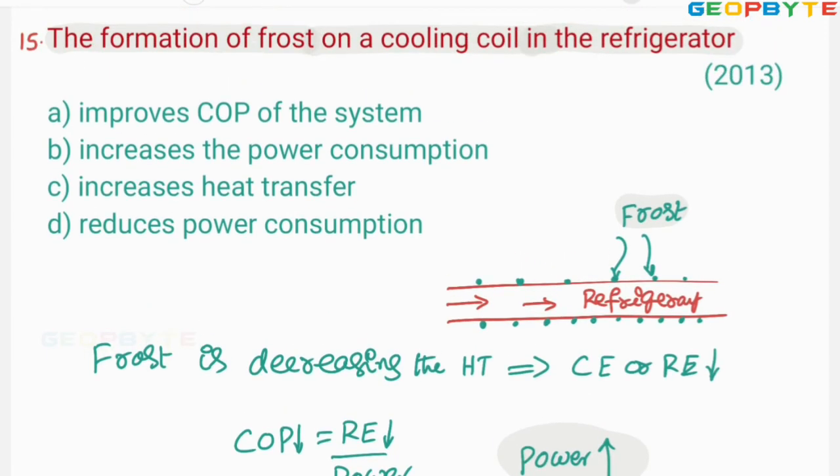Let me read the problem once again. The formation of frost on a cooling coil in the refrigerator increases COP. No, it is decreasing COP. Increases the power consumption. Absolutely correct. Power consumption is going to increase. Increase heat transfer. No, decrease the heat transfer. Reduce the power consumption, also not correct. Anyhow, option B is absolutely correct. Let us go for the next problem.